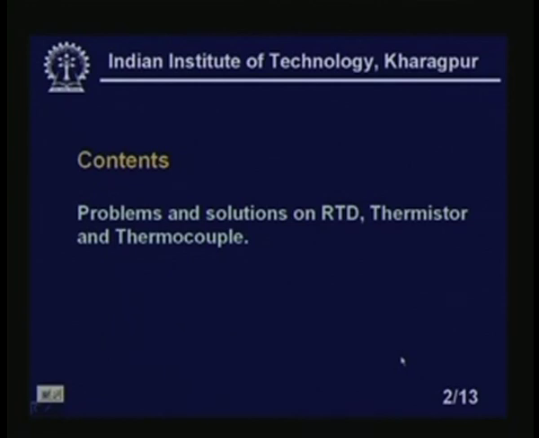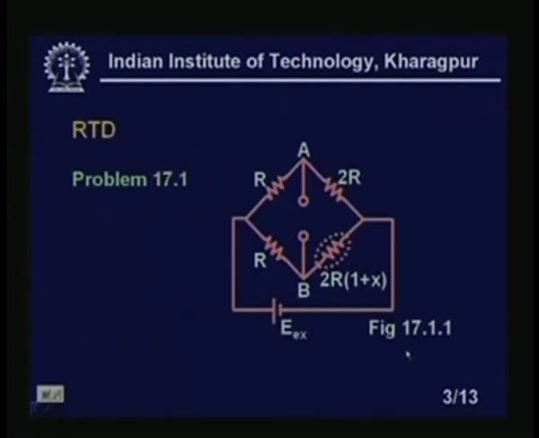So, let us go to the first problem, problem number 17.1. This is basically on an RTD. You can see one Wheatstone bridge here. This is the RTD, and there are some resistors of R, 2R, R and 2R, and this is the excitation voltage of this Wheatstone bridge.